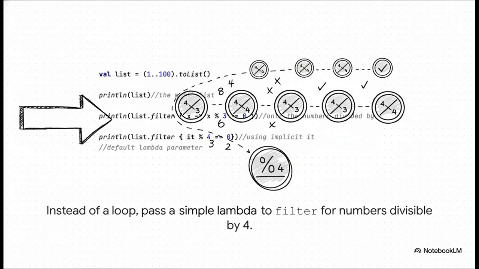And this is just a perfect example. We've got a list of numbers. To get only the ones divisible by 3 or 4, we just call filter and pass it our rule. And see that word it? That's just a slick Kotlin shortcut for the item we're currently looking at. So this lambda just says, is it divisible by 3 or 4? Look at that. So much cleaner than that clunky for loop and if statement we talked about, right?